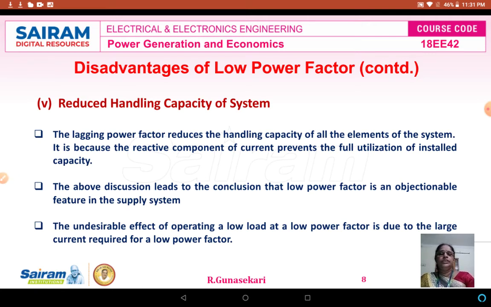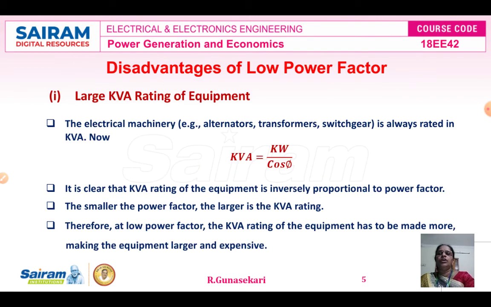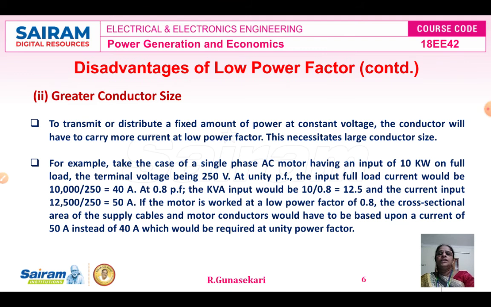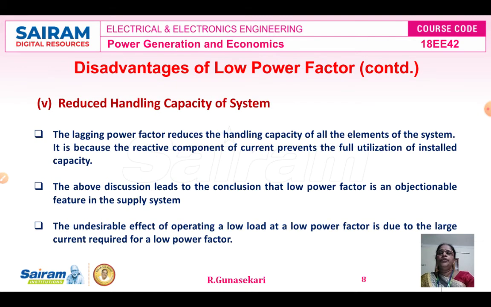Totally there are 5 disadvantages. To recall, the first disadvantage is the large kVA rating of the equipment. Second is greater conductor size. Third is large copper loss. Fourth is poor voltage regulation. Fifth is reduced handling capacity of the system.